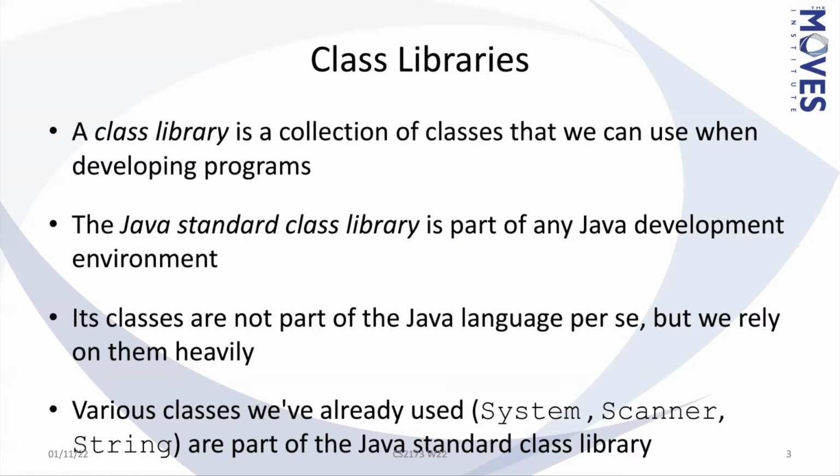But that's the core language, and the core Java language is actually fairly small. But it has something called a standard class library, and that's part of any Java development environment. The standard class library is actually separate from the core language itself, but we rely on it because in order to get anything done, you need to use these classes. So we've already seen classes called System, Scanner, and String. And these are part of the Java standard class library.